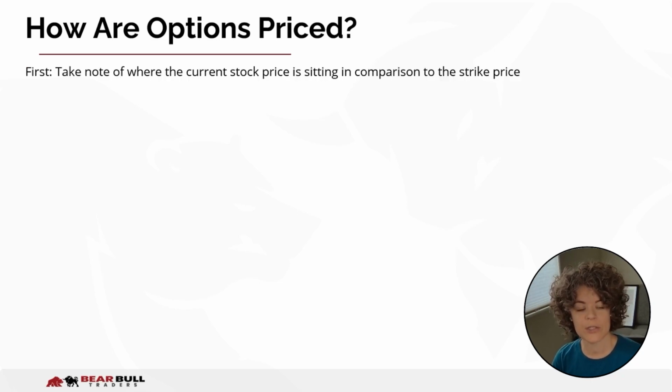So first, what we want to do is take note of where the current stock price is sitting in comparison to the strike price. You'll understand why in just a minute, but what I mean by that is if the stock price is at $250 and the strike price of the contract is at $230, that's important. So we want to take note of where the stock price is and where the strike price is.